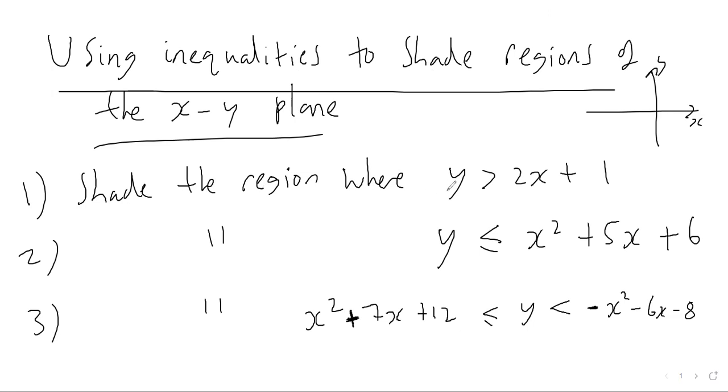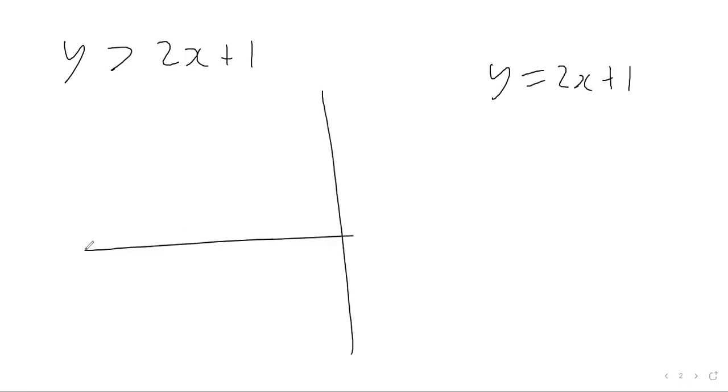So starting with example one, shade the region of the xy plane where y is greater than 2x plus 1. So let's start with this one. y is greater than 2x plus 1. For a question like this, what we want to do is sketch the line y equals 2x plus 1. So again, we've got our xy plane, and we're going to start sketching the actual straight line y equals 2x plus 1.